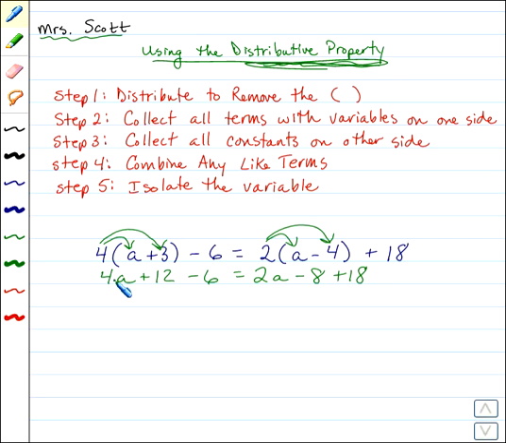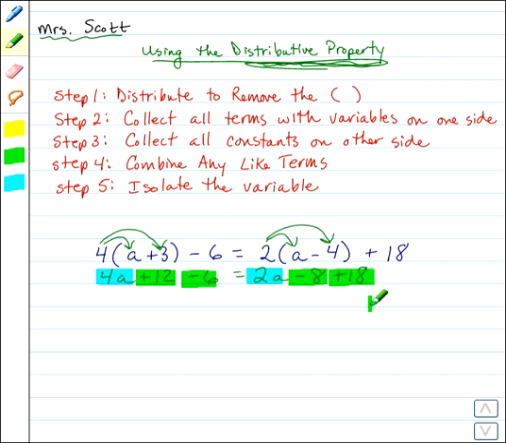So now I have a problem that looks more like the ones I've done before, and I've gotten rid of those parentheses. Step 2 says to collect all the terms with variables on one side. So let me highlight the terms with variables. Here they are here. And let me go ahead and highlight just our constants, which are all right there. So I need to go ahead and bring this 2a over here. So it's a positive 2a, so I am going to have a minus 2a, and it's going to cancel out, and a minus 2a here.